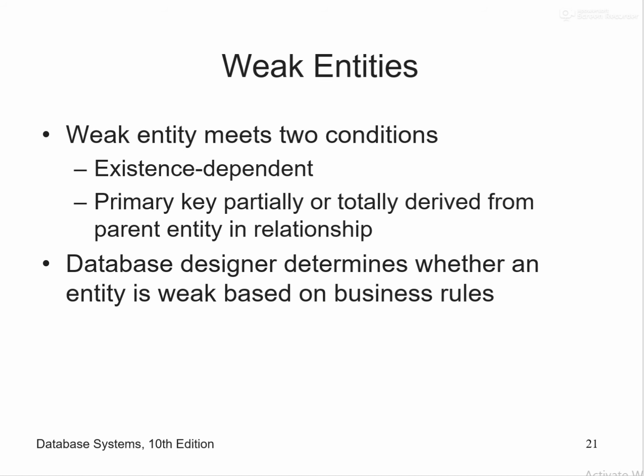Okay, then we have weak entities. A weak entity has to meet two conditions. The first condition is that the entity is existence dependent, which means that it cannot exist without the entity with which it has a relationship. And the second condition is that the entity has a primary key that is partially or totally derived from the parent entity in the relationship.